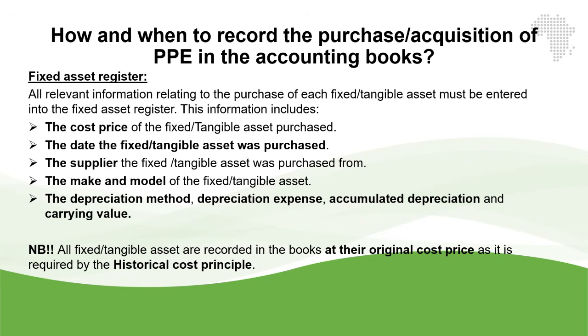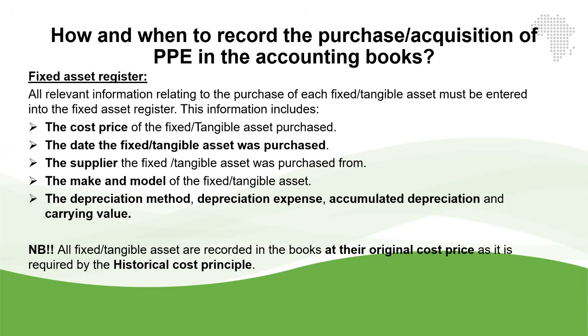So as you are recording the purchase or the acquisition of property, plant and equipment in your accounting books, you also need to keep your fixed asset register up to date. What we are saying here is that all relevant information relating to the purchase of each fixed or tangible asset must be entered into the fixed asset register. All the PPE that you're going to buy, you're going to include them in your fixed asset register. So you need to have a register for tangible assets.